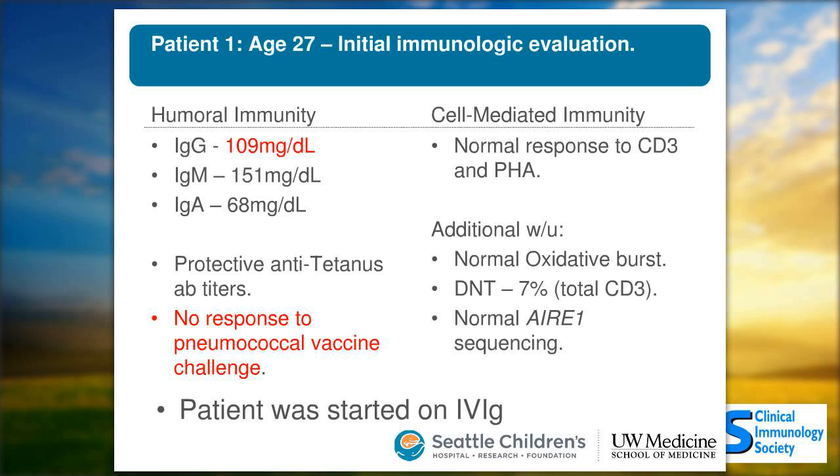Additional workup, kind of the usual one, she had normal oxidative burst. She had a high percent of double negative T cells, but that was out of the total CD3, so these were not alpha beta TCR positive cells. And at that time we also sequenced A1, and that was normal. The patient was started on IVIG and was followed yearly in our clinic.